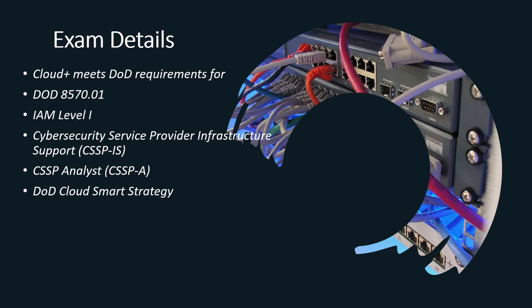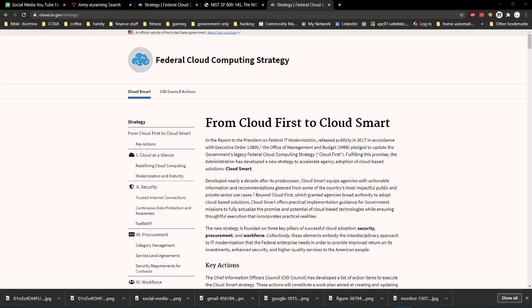If you want to read more about the Cloud Smart strategy, you can read more at the CIO.gov website. Here you can see the move from Cloud First to Cloud Smart. With the report to the President on Federal IT Modernization that was released publicly in 2017, the Office of Management and Budget has updated its federal cloud computing strategy, Cloud First. So they've developed a new strategy to accelerate agency adoption of cloud-based solutions, Cloud Smart.